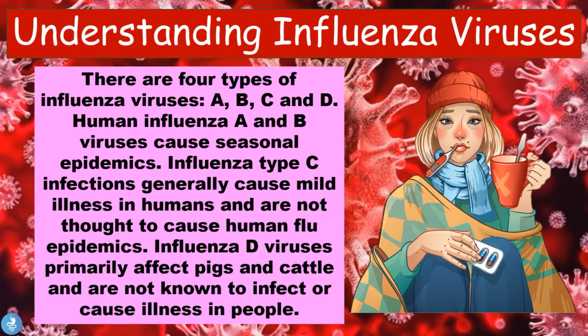So if we look closer into understanding the influenza viruses, there are actually 4 types of influenza viruses: A, B, C, and D. Human influenza type A and type B viruses cause our seasonal epidemics all across the world, and influenza C-type infections generally cause mild illness in humans and are not thought to cause human flu epidemics. So the majority of seasonal epidemics across the world are usually due to type A influenza or type B influenza. Influenza type D viruses primarily affect pigs and cattle and are not actually known to infect or cause illness in people.